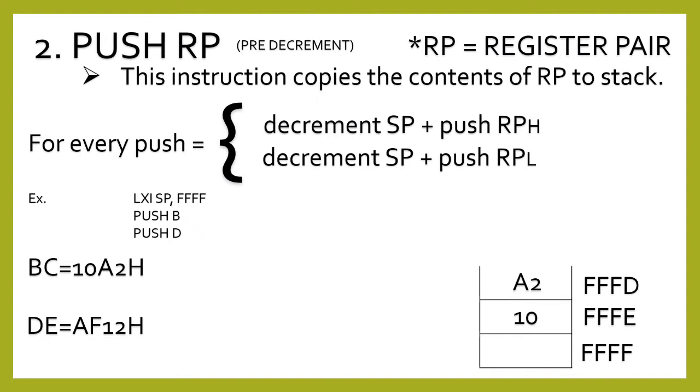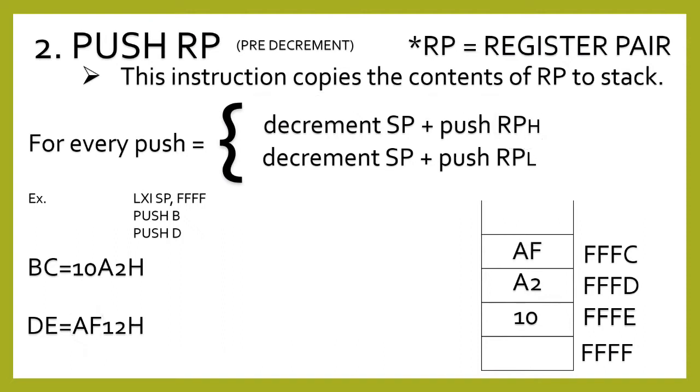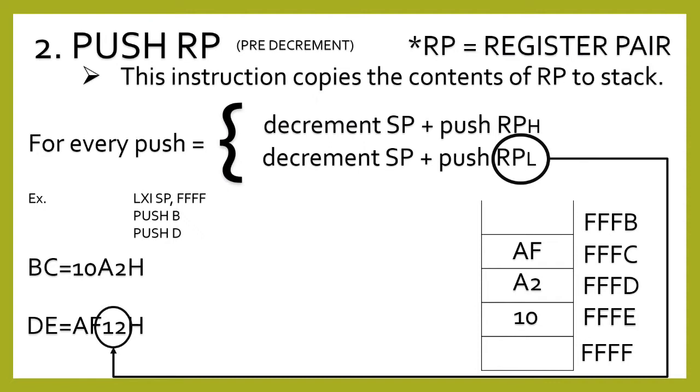After the PUSH B instruction we're moving on to the PUSH D instruction. Again, you need to copy the higher order byte of this register pair. The higher order byte of D is AF. This AF will be copied to the FFFC stack location. Now, we need to push the lower order byte. Again, to push your lower order byte, you need to decrement your stack pointer. So that means to FFFB. So now I'm copying 12. So this PUSH D operation is now complete.